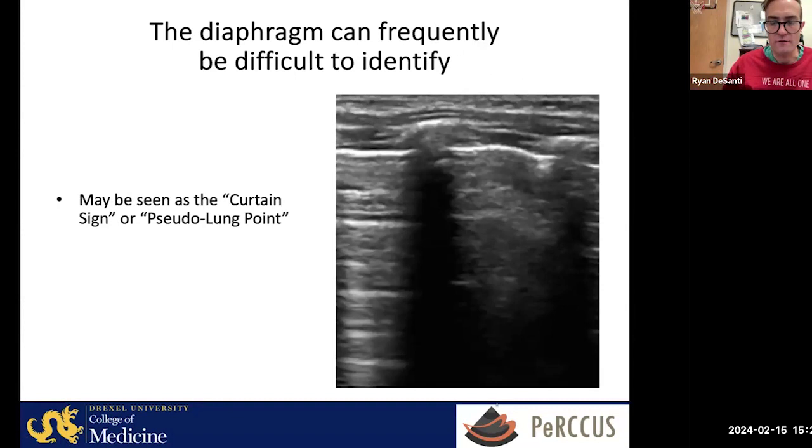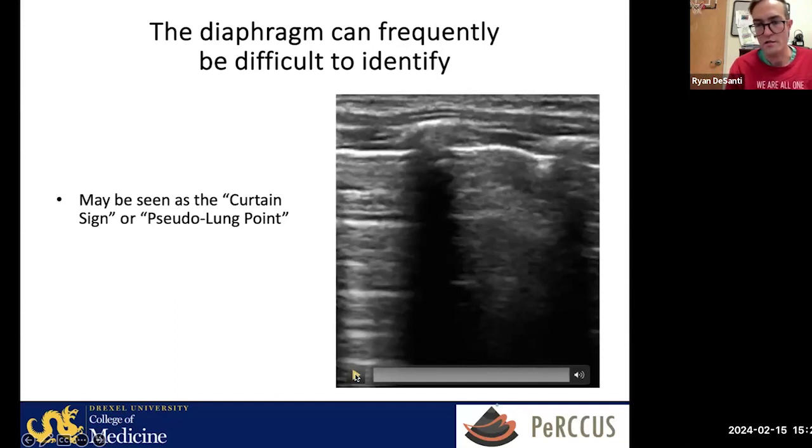Sometimes it can be difficult to find this curvilinear diaphragm. And so what you might only see is what's called the curtain sign or pseudo lung point. This is when the lung slides over the solid organ. And this can appear similar to the lung point that we see in pneumothorax. So it's part of the reason why it's always important to do our best to identify the diaphragm so that we're not making incorrect diagnoses.